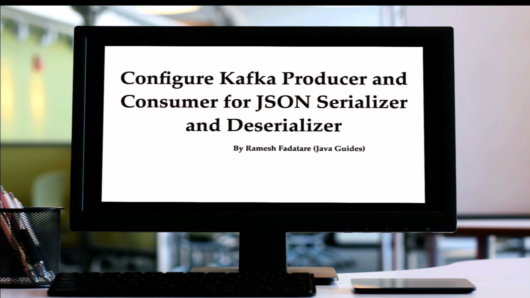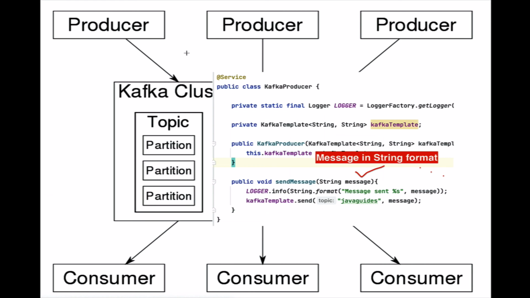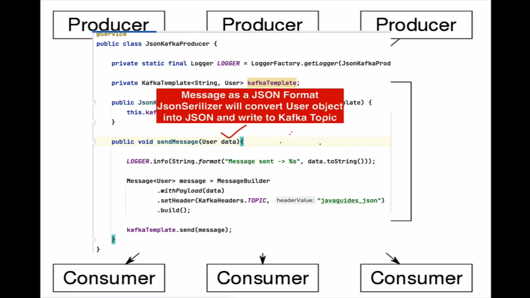In this lecture, we'll configure Kafka producer and consumer for JSON serializer and deserializer. In the previous couple of lectures, we have used messages of type string for the communication, right? So the Kafka producer produces a message of type string and writes it to the Kafka topic, and then the Kafka consumer consumes that string message from the Kafka topic. Sometimes we may have a requirement to write a Java object as JSON to the Kafka topic, and the consumer will consume that JSON and convert it into a Java object, right?